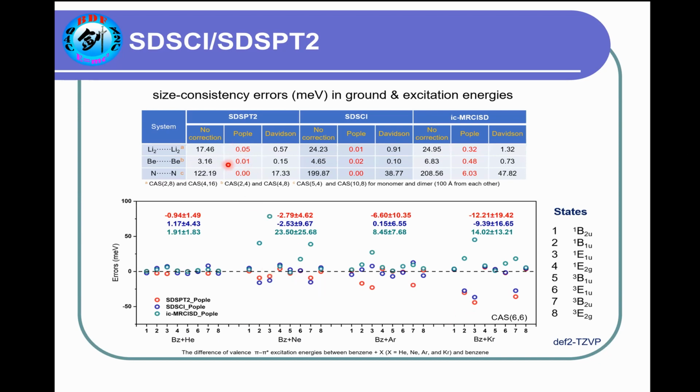However, the size consistency error can be readily removed largely. For example, this is for the lithium dimer, beryllium dimer, and nitrogen dimer. After the proper correction, you see the size consistency errors are removed essentially for both SDSP2 and SDSCI. This is for ground state energies. We also tested the size consistency error for the excitation energies, as in benzene coupled with helium, neon, argon, krypton. You can see this size consistency error is on average about several millihartree. I think it is acceptable.